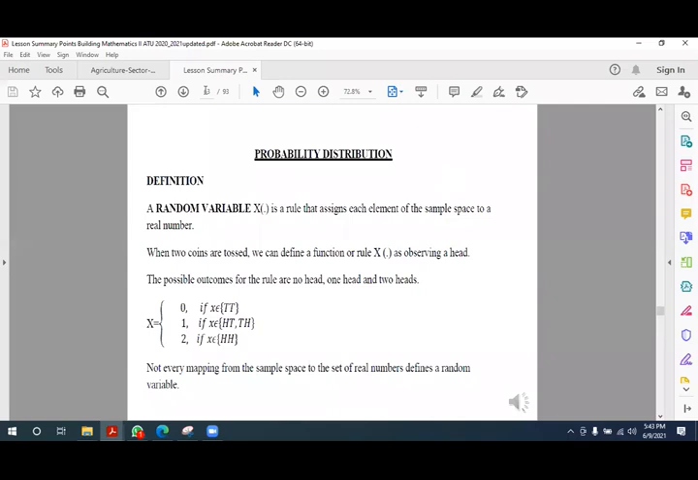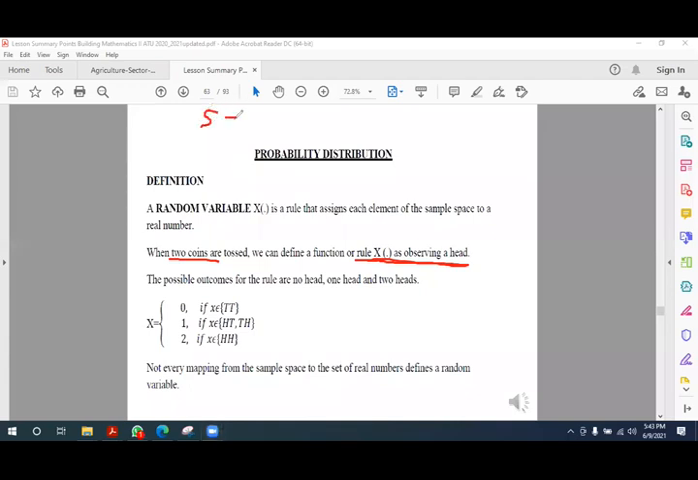Let's say we are tossing two coins. And then we define the rule, or a function, as observing a head. So we define our random variable X as observing a head in an experiment of a toss of two coins. Because we said a random variable is a function which maps elements from the sample space to real number values, the first thing is to find the sample space.